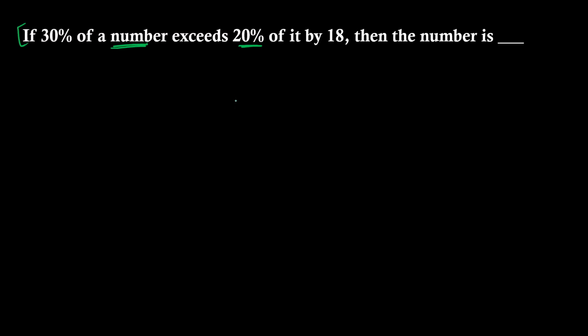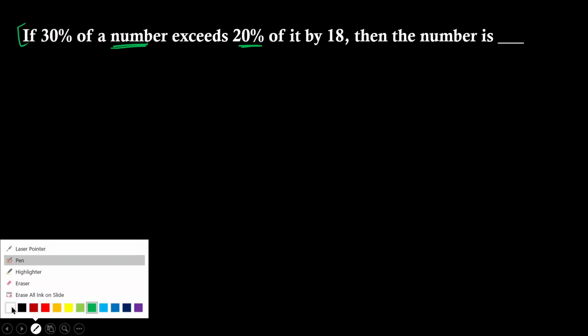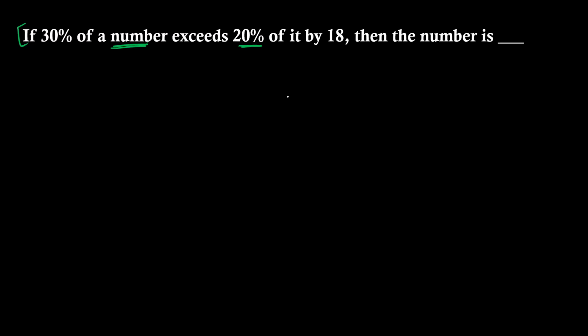Let us see how to calculate this. We know that, let us try to solve it in two different ways. First one being x percentage of y. That's x into y by 100. 30% of a number. I'll assume the number as x. Let the number be x. So 30x by 100. That's 30% of x.